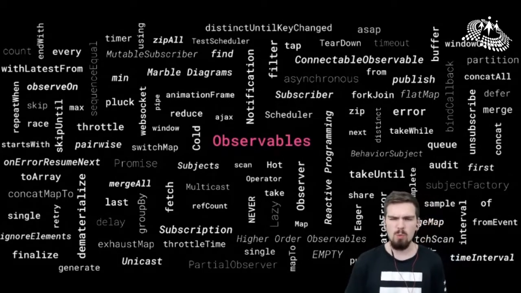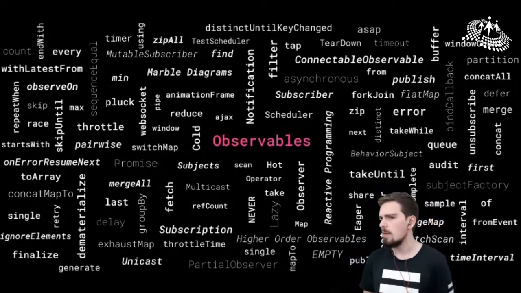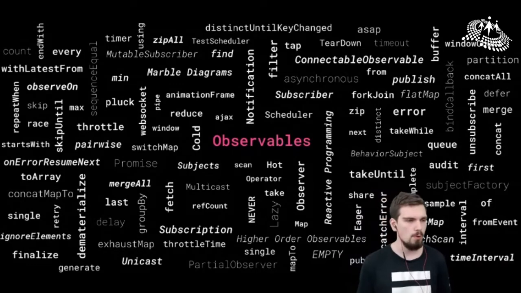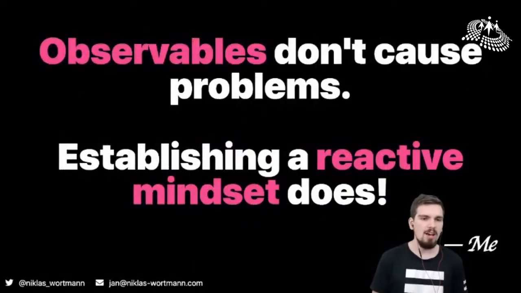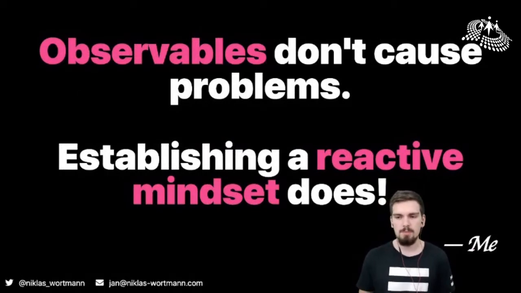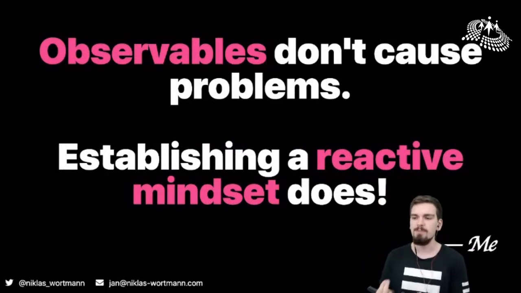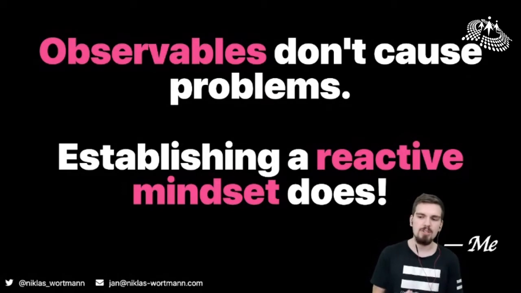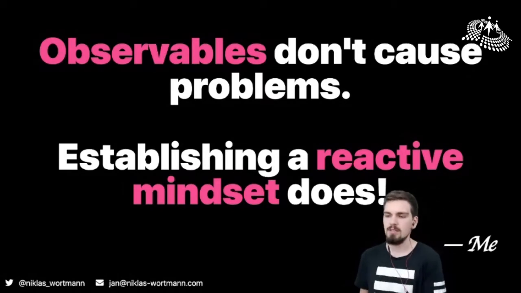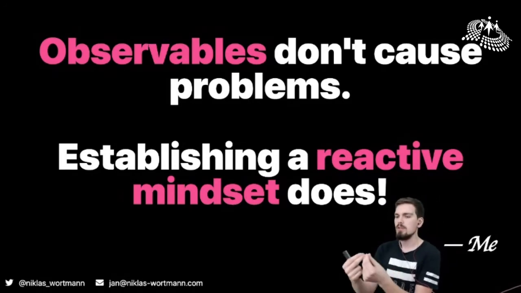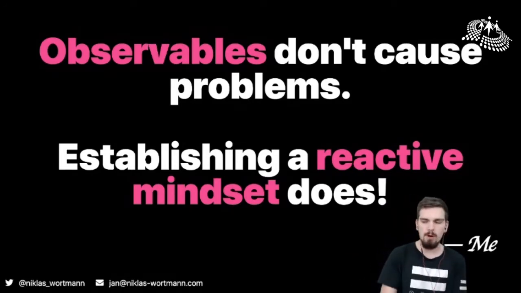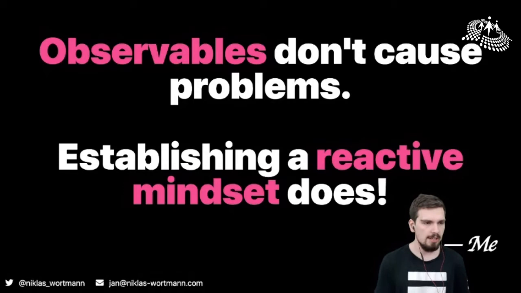Once a very smart man, I can barely remember who it was, said to me, observables themselves don't cause problems. Establishing a reactive mindset does. And this is actually the key point why RxJS is so difficult. It's about learning reactive programming, not about observables, operators, subjects, whatever.